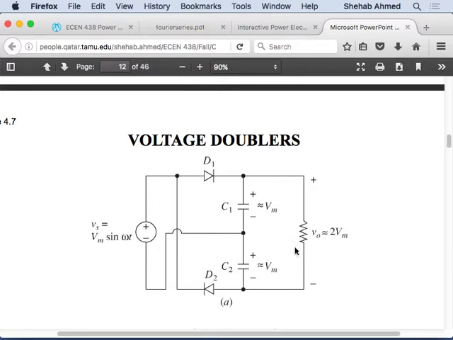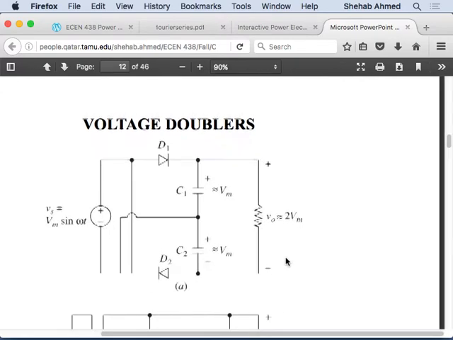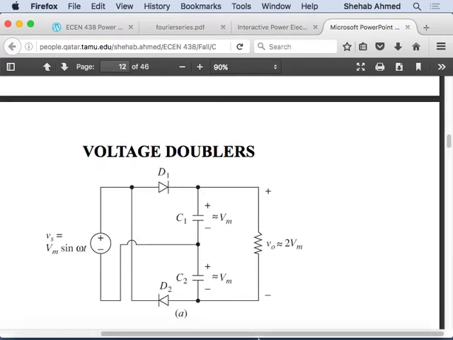So how does this circuit work? Again, it's a type of AC to DC converter. The rectifier still uses some diodes and capacitors. But how is it producing twice the output voltage? Any hints?